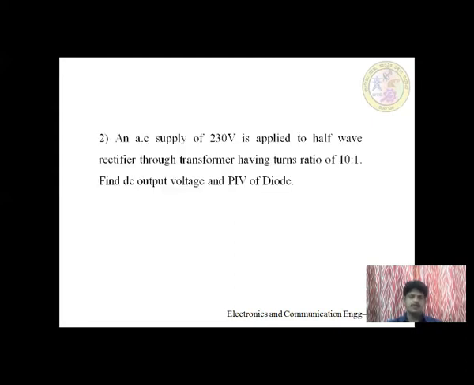Next, we are going to the next problem. An AC supply of 230 volt is applied to a half wave rectifier through a transformer having a turns ratio of 10:1. Find the DC output voltage and PIV of a diode. PIV means peak inverse voltage. So first see what things are given.